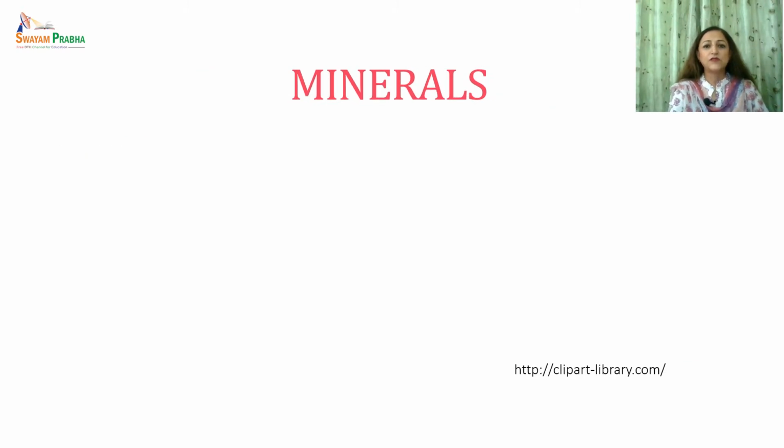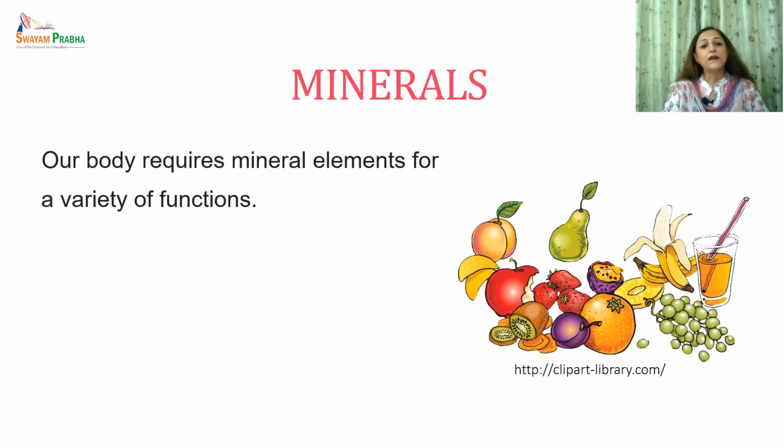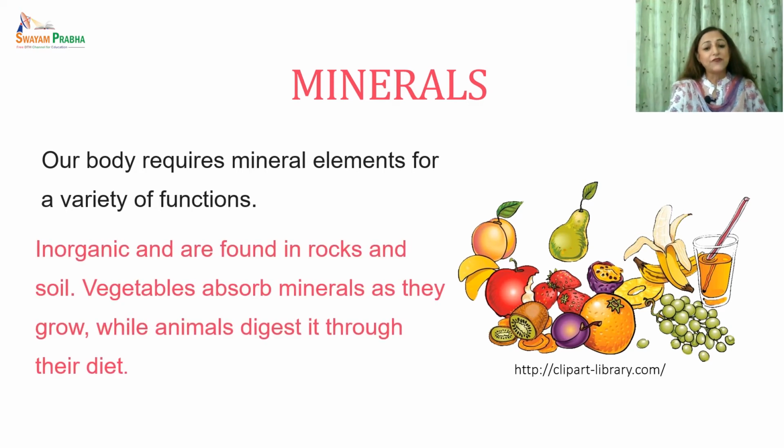Let's talk about the second type of micronutrient, that is minerals. Our body requires mineral elements for a variety of functions. They are also known as micronutrients because we need them in smaller amounts. Unlike vitamins, which are organic substances, minerals are inorganic and are found in rocks and soils. The vegetables or plants absorb minerals as they grow, and animals obtain them through their diet.